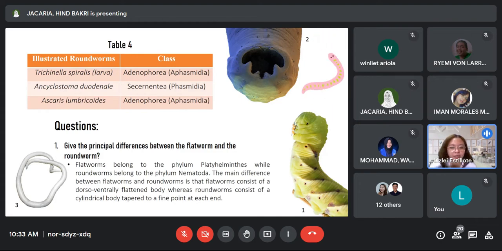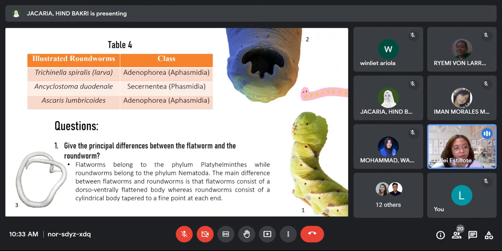Next is the class Secernentea or the Phasmidia. The phasmids are present and the amphids are pore-like. They also have well-developed excretory system, and their mesenterial tissue is weakly developed, and they have no caudal adhesive glands.